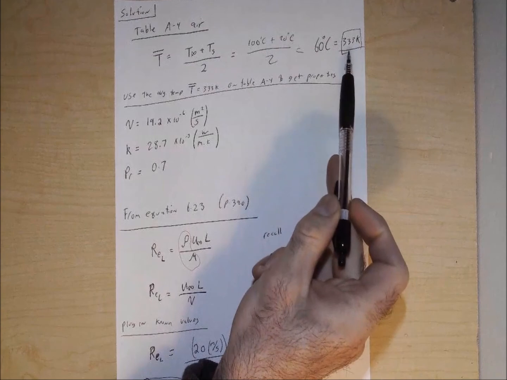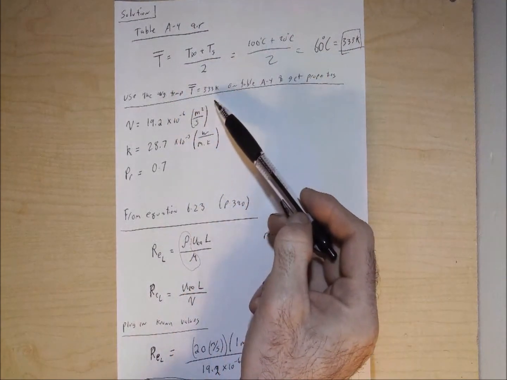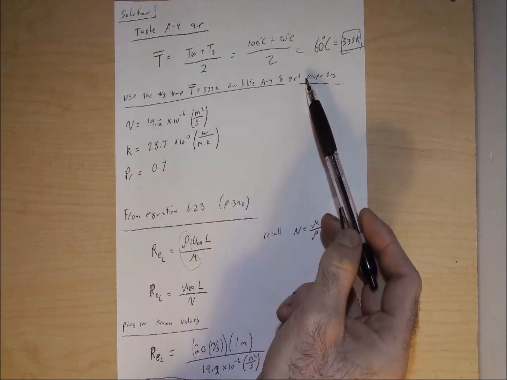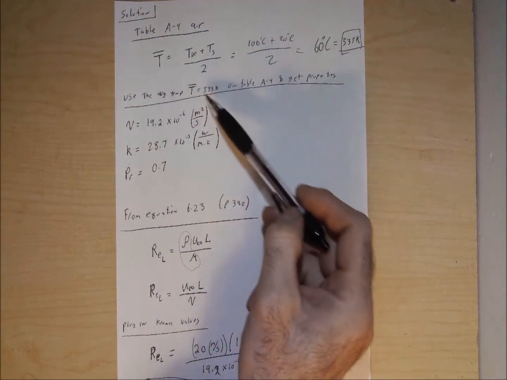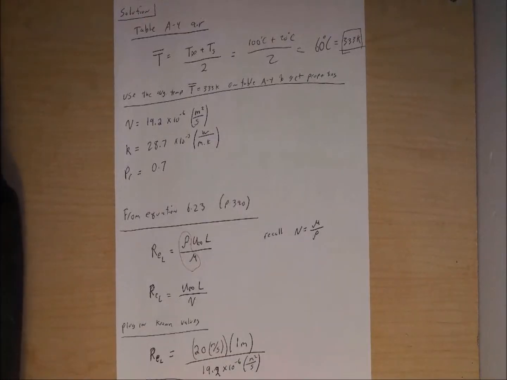Then we can take this 333 K for our average temperature value, and plug this in on table A4 to get all the associated properties that we're looking for. So let's take this value of 333 K and take a look at table A4 to see where we get our properties.